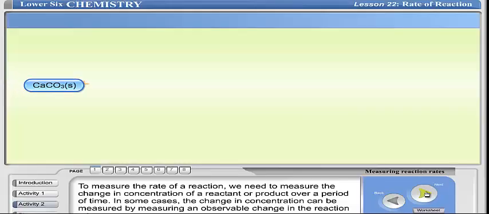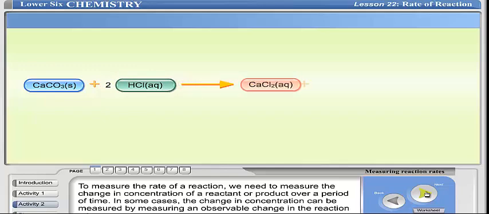To measure the rate of a reaction, we need to measure the change in concentration of a reactant or product over a period of time. In some cases, the change in concentration can be measured by measuring an observable change in the reaction mixture.